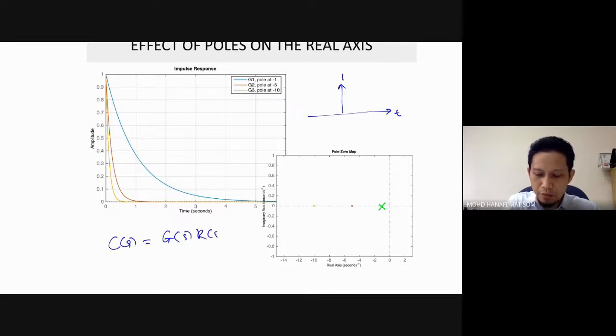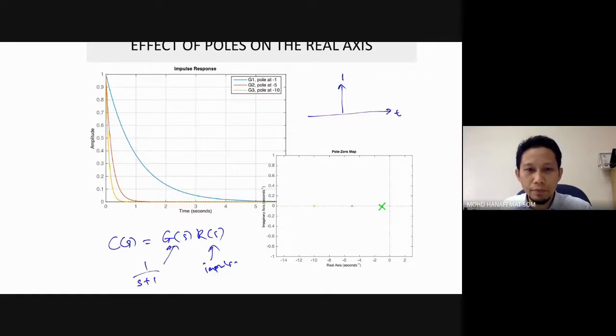Okay, RS. So now this input is impulse. So our G(s) now is 1 over S plus 1, for the blue line. When you give an impulse input to the system G(s), which equals 1 over S plus 1, what happens is that it will decrease to 0. So you can see the blue line.